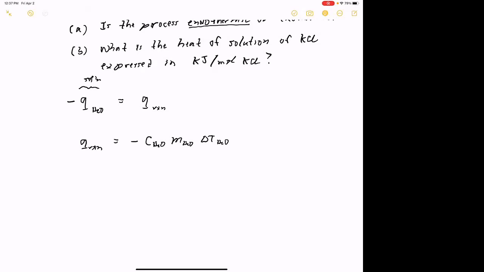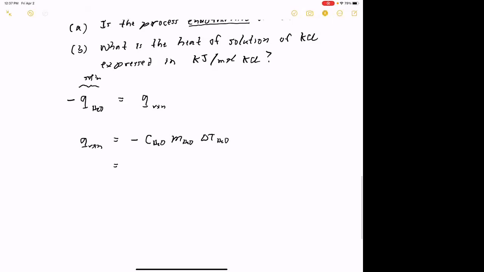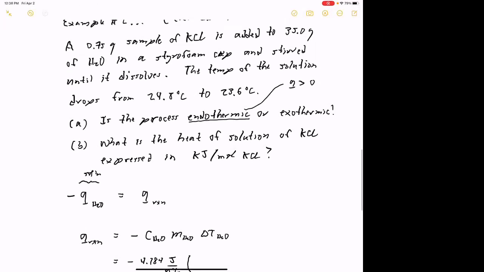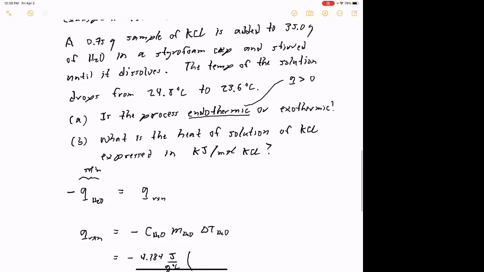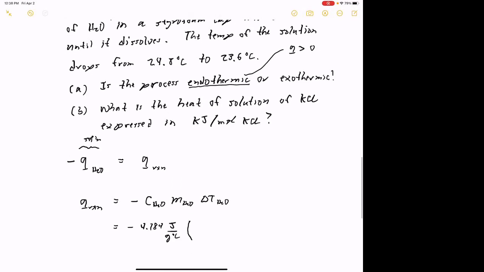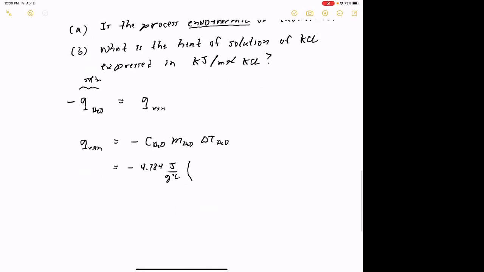Okay. So let's go ahead and set this up. Specific heat of water is minus 4.184. That's joules per gram degrees Celsius. And then I got to multiply that by the mass of the water. Now at this point, it's kind of up to you whether you want to add the mass of the KCl in there or not. You could make it 35 grams for the water, or you could make it 35.75 to express the mass of the solution. So it kind of depends on the problem, whether you do that or not. I'm just going to keep it simple and leave this as 35 grams of water.